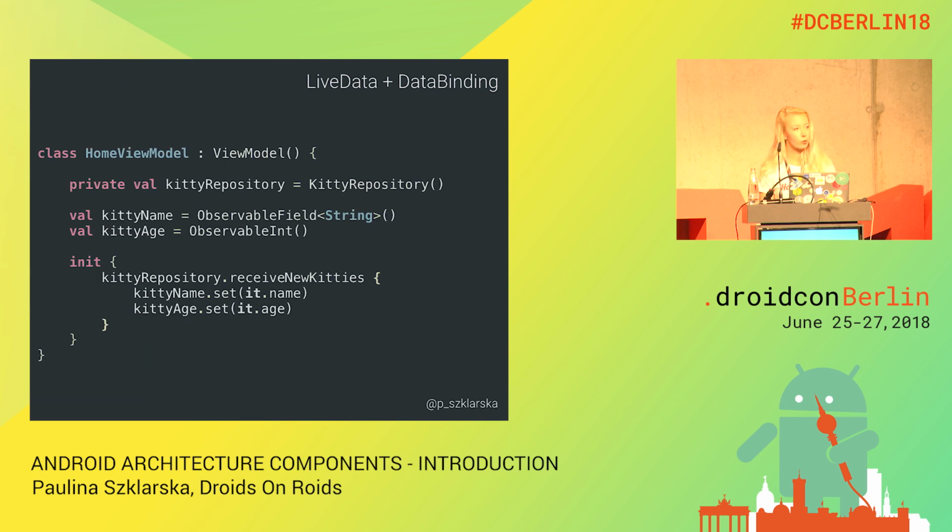This is how the view model looks. As you can see, we have some observable fields. These are from the data binding library, and we need to notify every time something new comes, because we'd like to set this value. But what if we put the application into the background and the result from the repository comes after this?